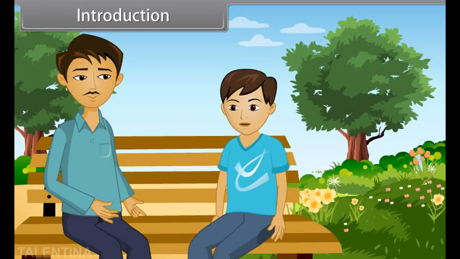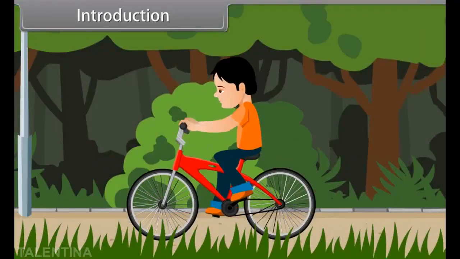Papa, I like this place so much. This park is so beautiful and it is full of nature. Yes, son. That is the reason why we come here daily for the morning walk. Papa, why is that cyclist looking so tired?